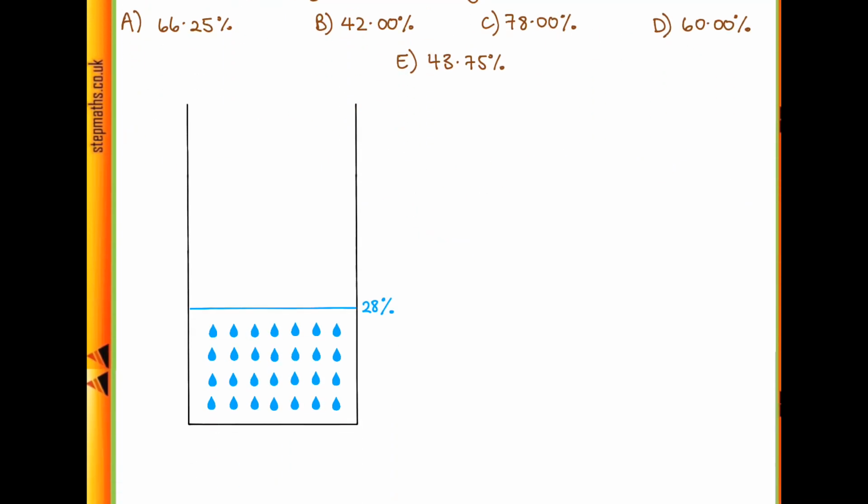So how much is 25% of what we have here? Well, 25% is a quarter, right? So let's just take a quarter of what we have, and that's how much we increase by.